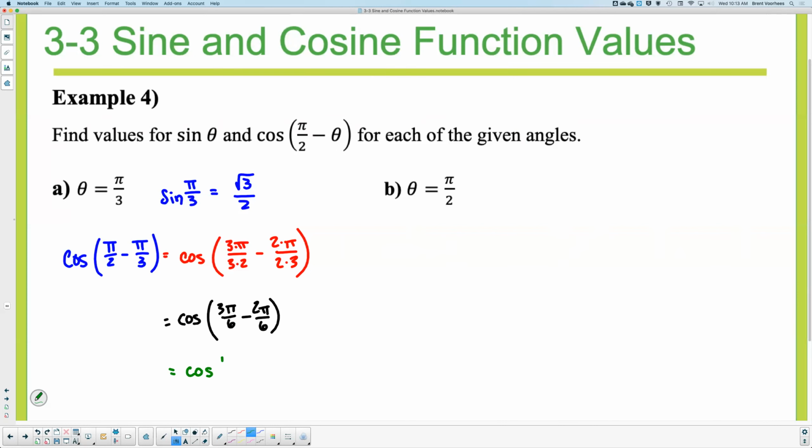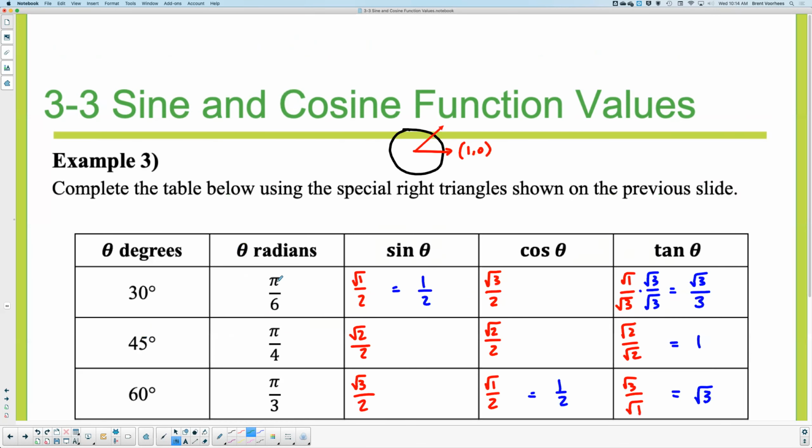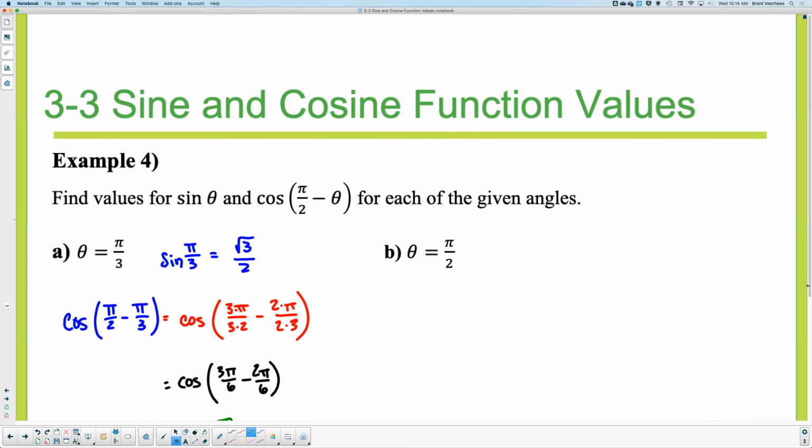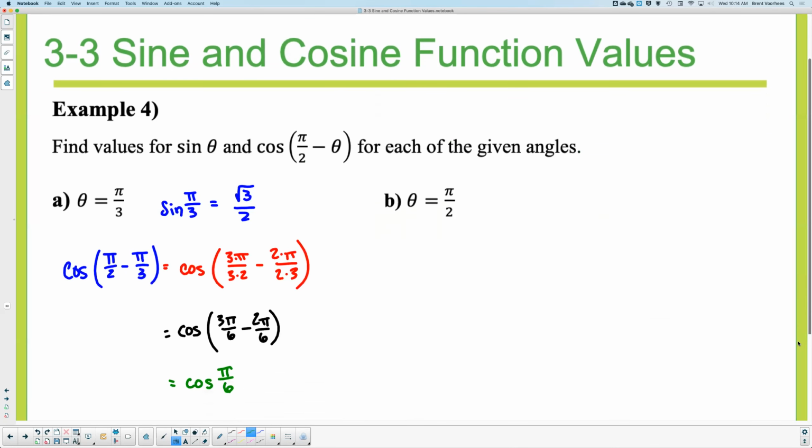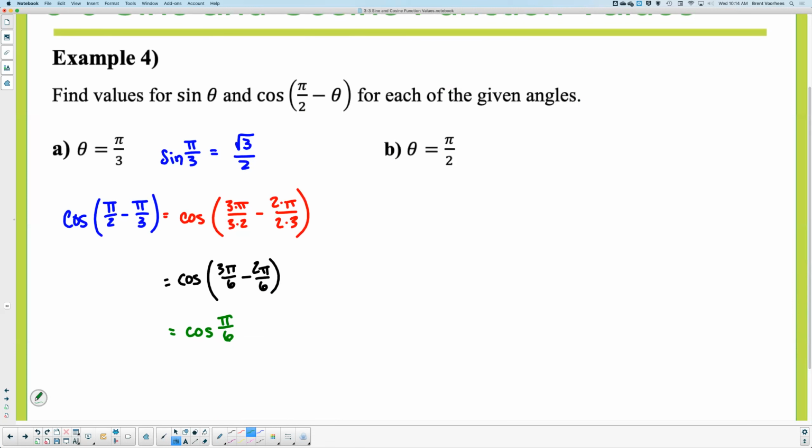What is cosine of 1 pi over 6? Use your little cheat sheet. Let's go back. Here's pi over 6. What is the cosine of that? Square root 3 over 2. All right, we did all that work. And what did you notice about your answer here? Did we get the same answer as sine? Crazy. Is the angle the same as sine? No, they're not the same angle, but we got the same answer. Huh. Strange.